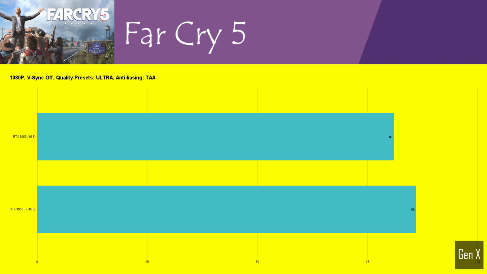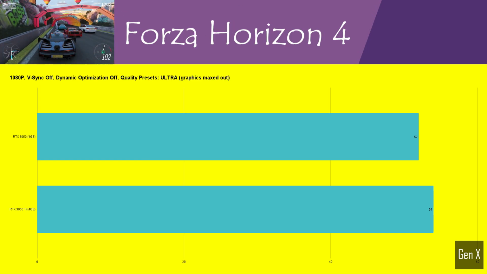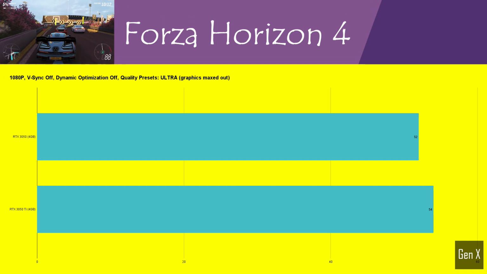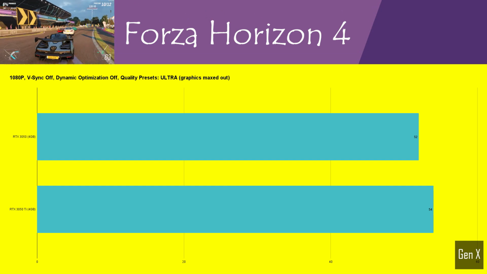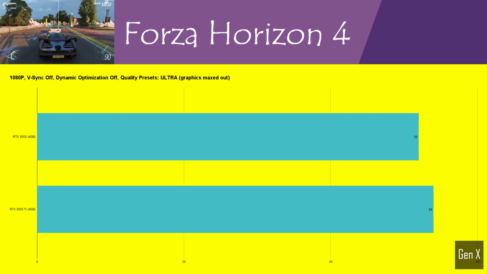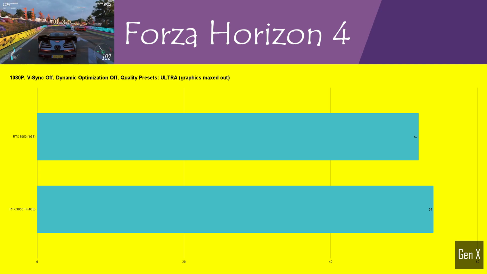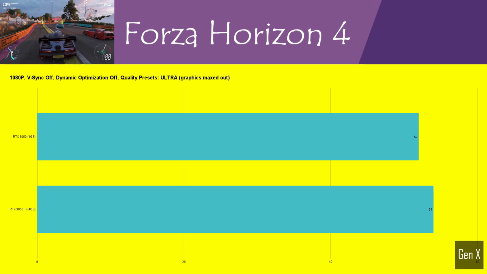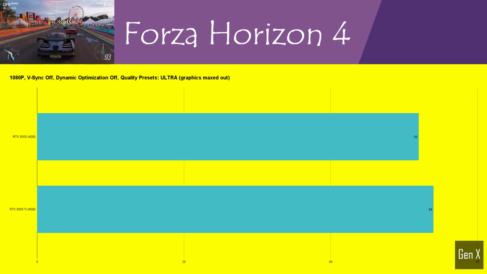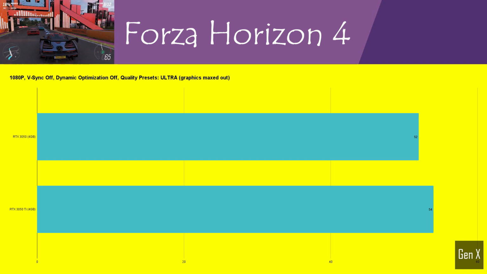Far Cry 5 scored 81 frames per second with the 3050 and 86 frames per second with the Ti version. A 6% difference in this case at 1080p Ultra. Forza Horizon 4 was tested with the dynamic optimizations off and all graphics settings maxed out. The RTX 3050 scored 52 frames per second and 54 frames per second for the 3050 Ti. A mere 4% difference in this case.